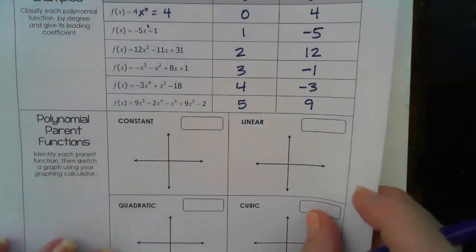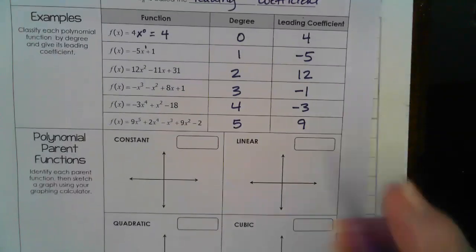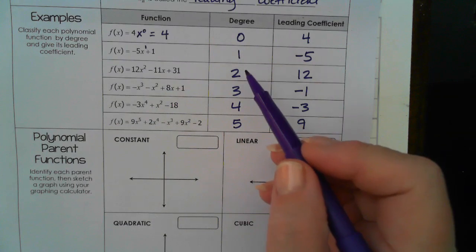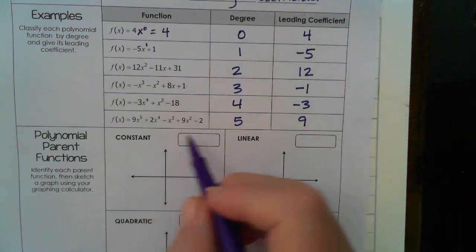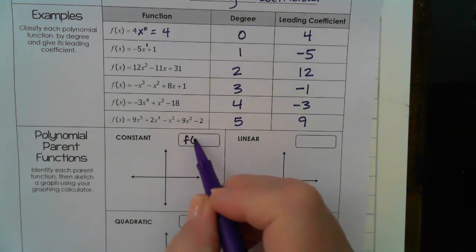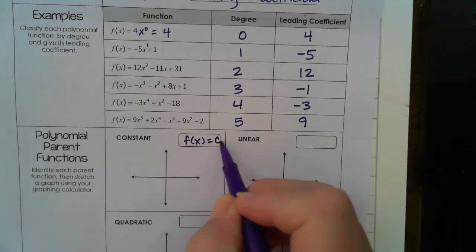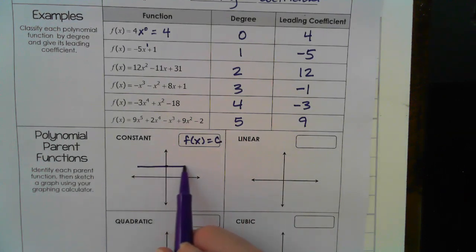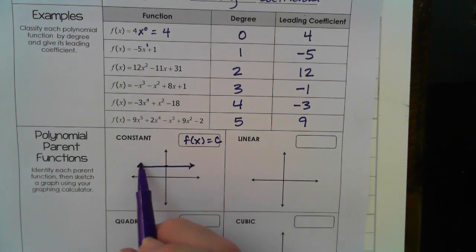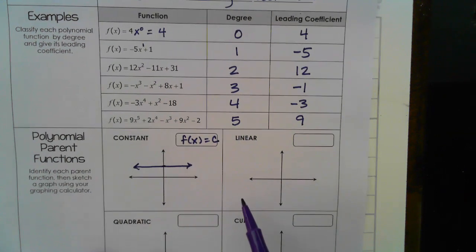Okay, now we're going to look at parent functions of polynomials, so different types. So we're still looking at that 0 degree, kind of like up here, the 0 degree, the first degree, second degree, third degree. Well, when it's a 0 degree, that's called a constant function. An example of that would be f of x equals some constant, like 3 or 5 or 2. And so if I said right here is where my c is, then this is what a constant function looks like. It looks like a horizontal line.